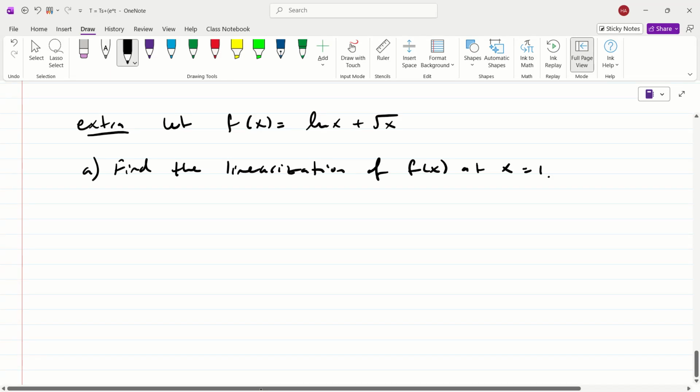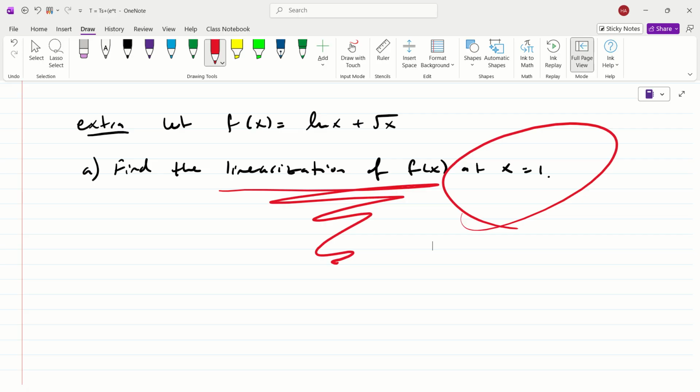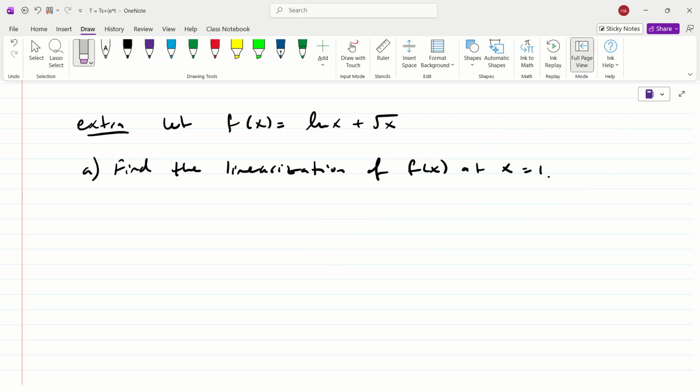One of the most practical things that you can use calculus for is to approximate potentially complicated functions with simple functions like polynomials. So here we have the function natural log of x plus square root of x. And for part A, we're going to find the linearization of this function at x equal to 1. In other words, we're going to try to approximate this function with a line when your x's are close to 1.